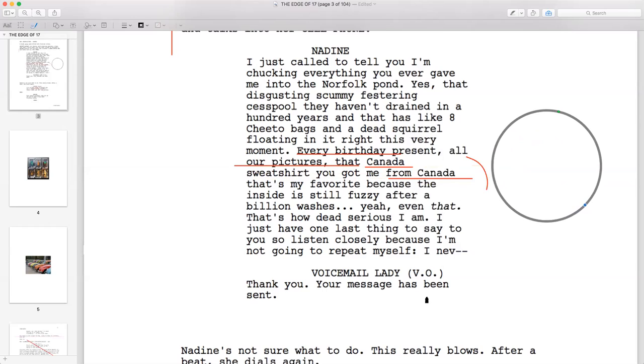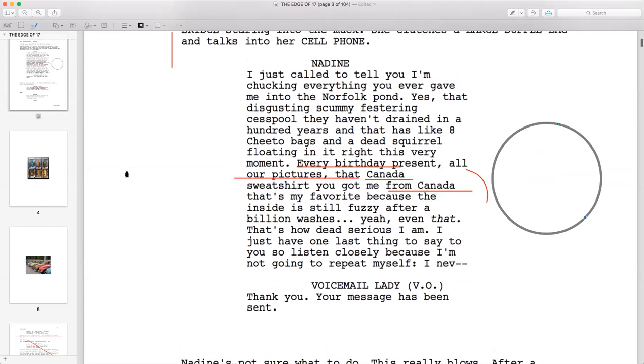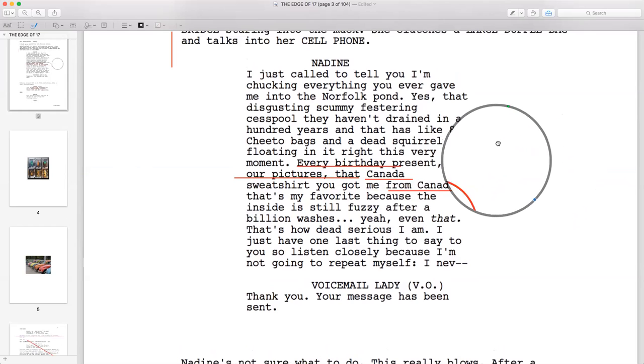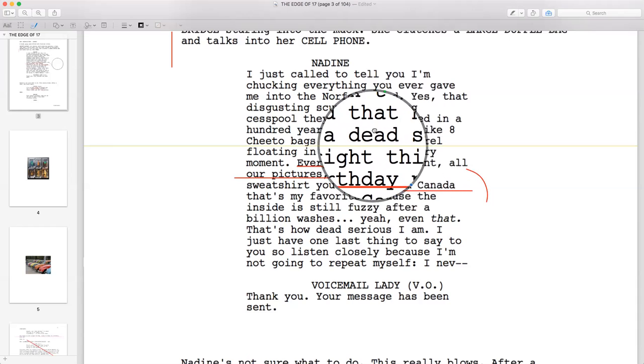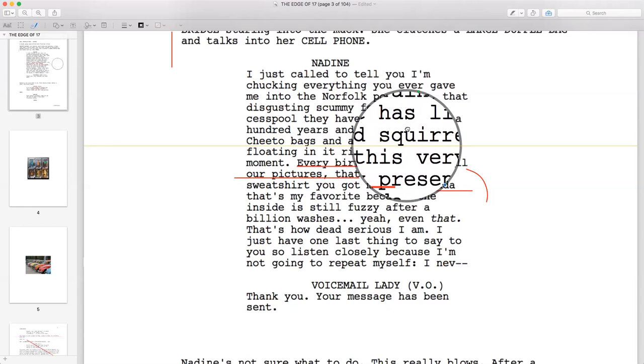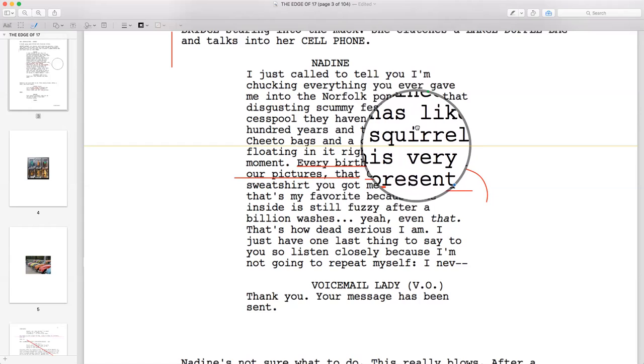And that makes all of the dialogue have more emotional connection for you. So every birthday present, all our pictures, that Canada sweatshirt, "You got me from Canada," they all have meaning behind them now. That's what making a story that's partially true does for you when you work on scripts. I love this little function from PDFs that you can look at the dialogue and let it pop out for you. And where it pops out, that's where you would stop.